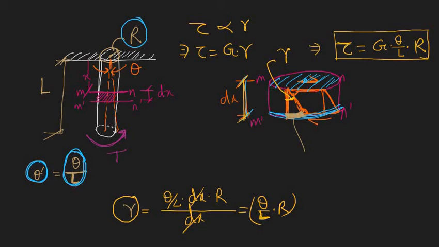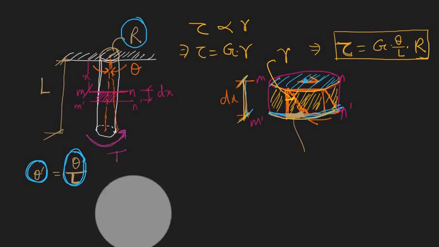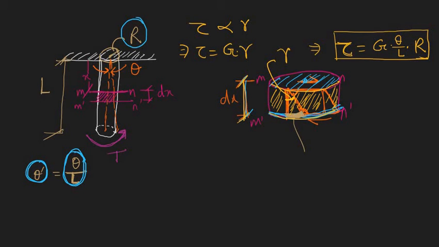Okay, so stress can be expressed in terms of G and theta by L, as well as the radius. This is valid at the outer surface of the shaft. We are considering everything at the outer surface of the shaft. If we consider some inner circle like this, the plane was like this. This was the plan dimension. This was R, and we are considering everything at this surface.